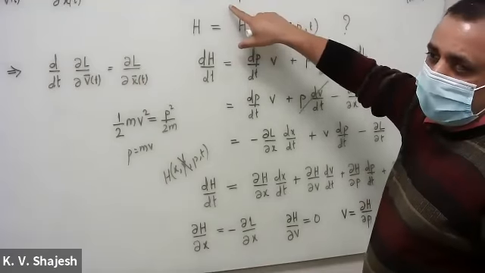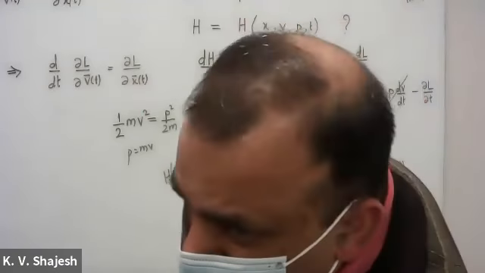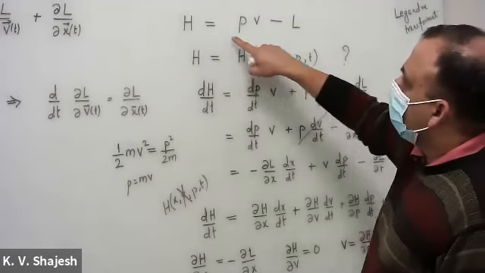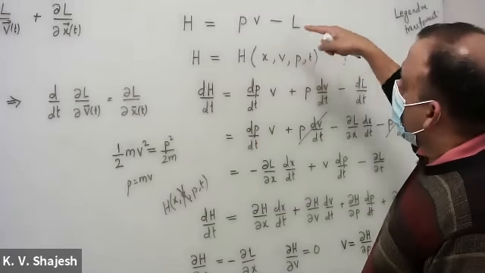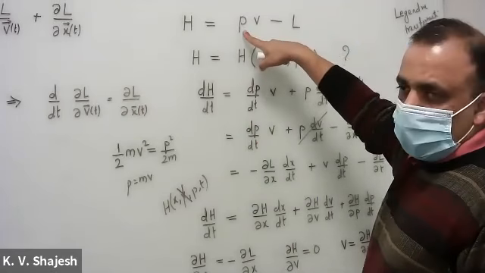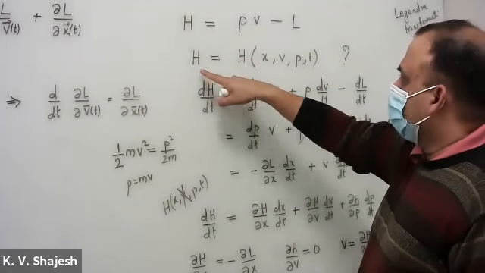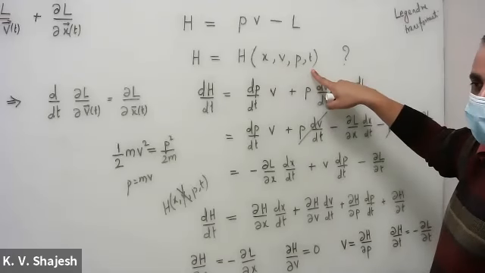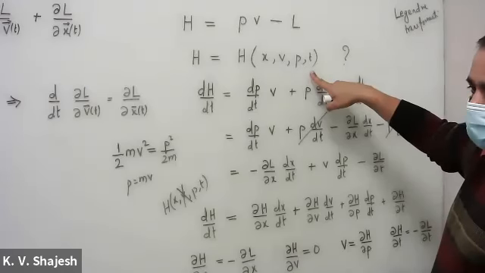Notice, when I define the Hamiltonian this way, it seems like L depends on x and v. I've introduced the quantity called P here. Then the Hamiltonian should depend on x, v, P, and t, right? That's why I put a question mark here. Does it depend on velocity? So it seems like it should depend on four quantities, correct? Agreed as of now? Yes.